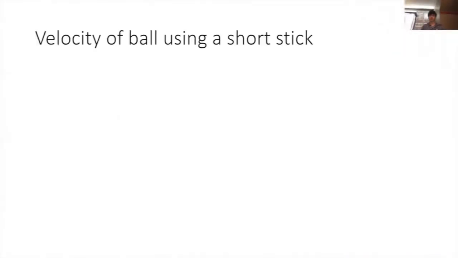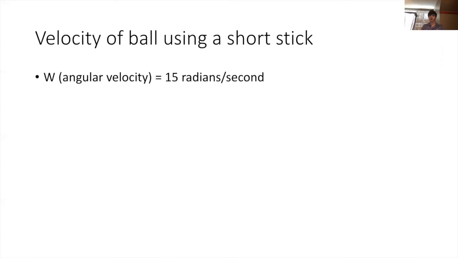First, let's find out how fast the ball will go with the short stick. In our examples, we are going to assume that angular velocity is constant at 15 radians per second. To solve for how fast the ball will leave the stick, we take the angular velocity that we're causing the stick to move with and multiply it by the length of the stick.